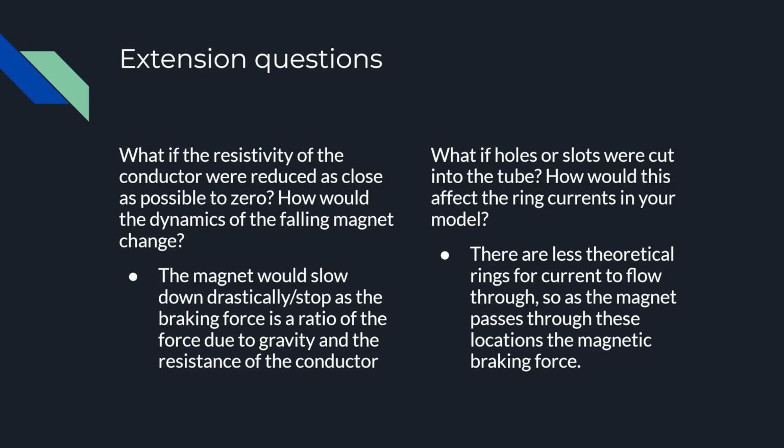Additionally, if there were holes or slots cut in the tube, thinking of that ring model, if we're breaking them down into infinitesimally small rings, there's less rings for current to flow through, and so there's less flux overall across the entire tube. And so as the magnet passes through these areas, the magnetic braking force is less, and so it would actually speed up and take less time to fall all the way through.